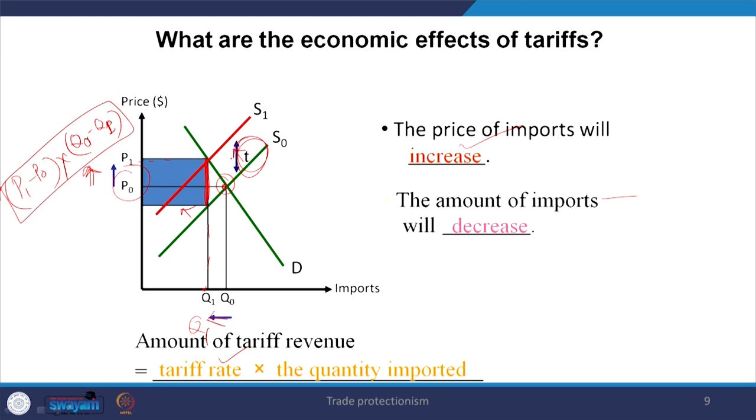So, T times the quantity imported. Now, the quantity imported is Q1. So, this is the total revenue. This is simply Q1, because Q1 is the amount imported, times T, the extent of tariff imposed on those. So, that much amount will be paid to the customs office while getting the permission for import.